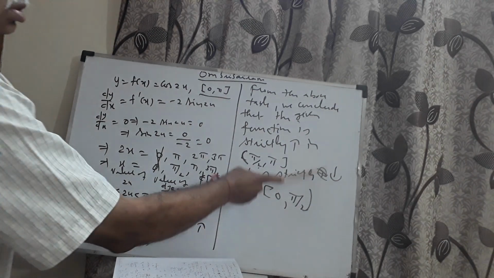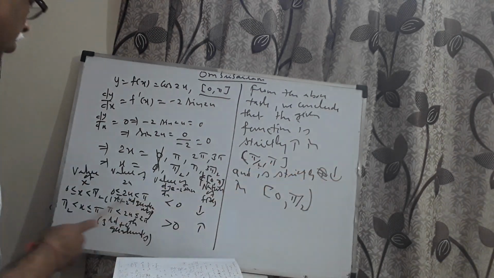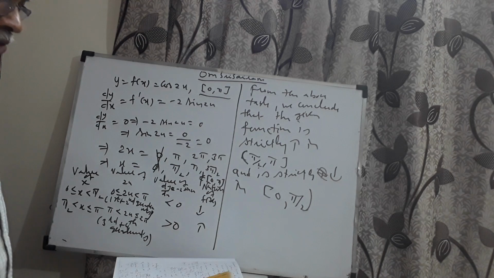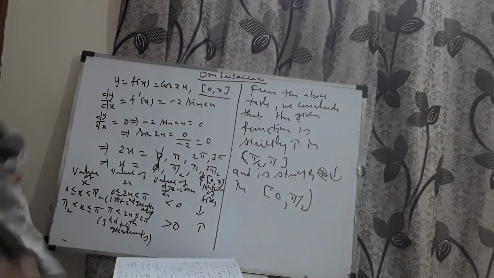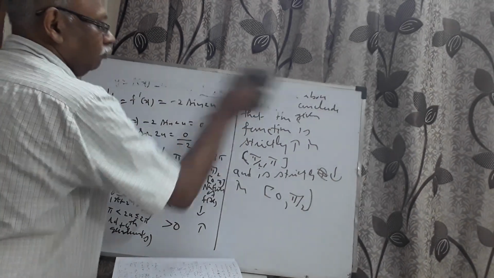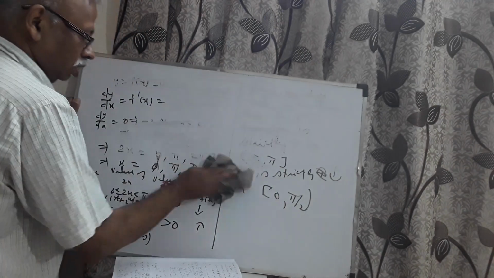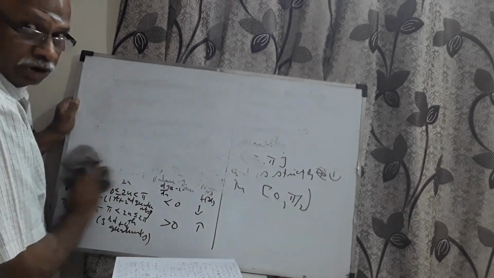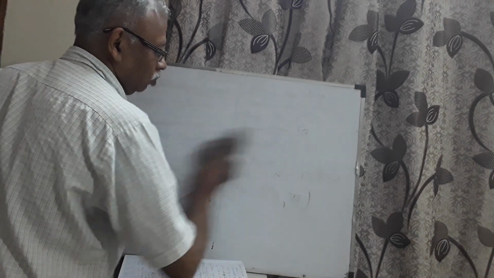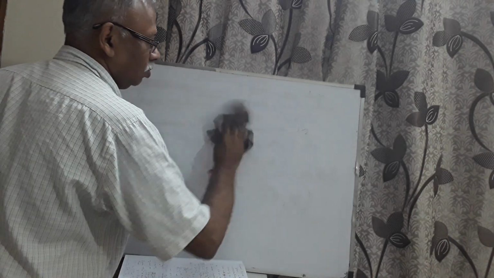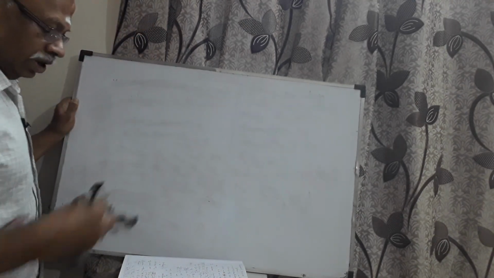And strictly decreasing in closed 0 and open pi by 2. The symbol I wrote wrongly, I corrected. This is how the conclusion is given. It is not at all difficult, just recall the rule. Dy by dx is strictly positive if and only if function is strictly increasing. Dy by dx is strictly negative if and only if function is strictly decreasing. Remember carefully. Having that rule in mind, I think you'll be able to do this sum properly.